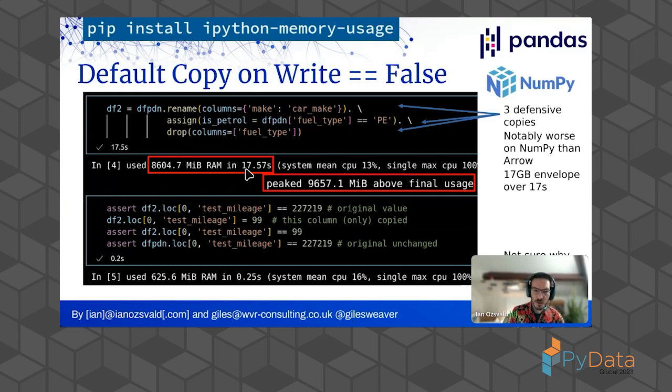And it means that in total, 17 seconds were taken in that operation and about 8 gigabytes. And during the operation, there was another 9 gigabytes of temporary memory floating around in the background. So that's kind of expensive.